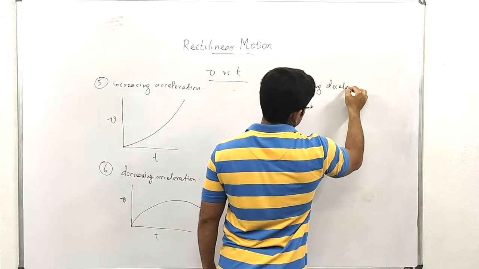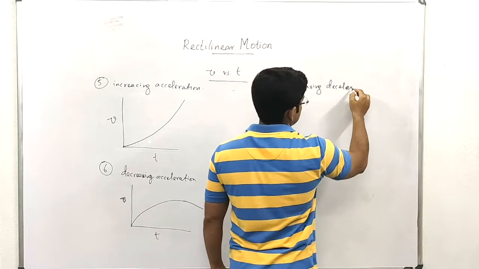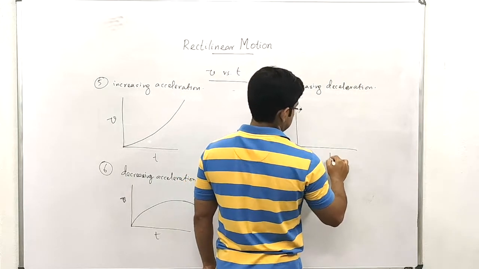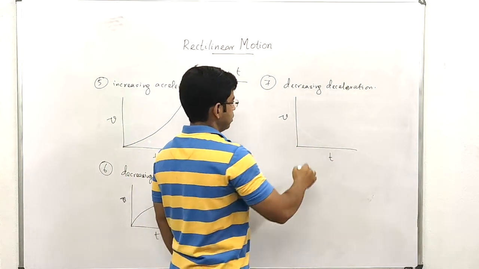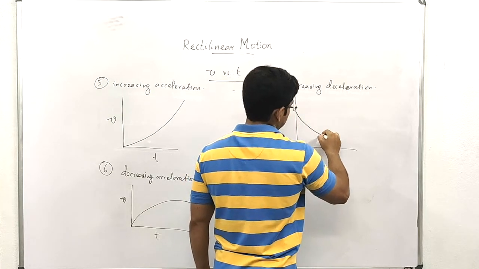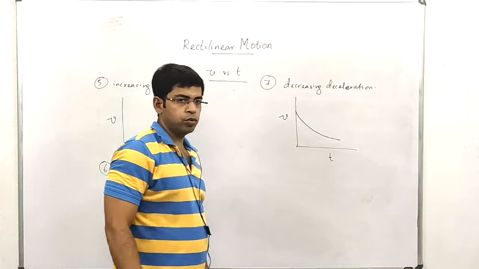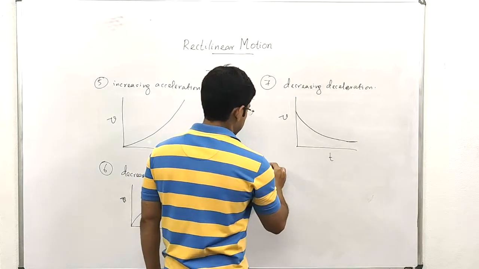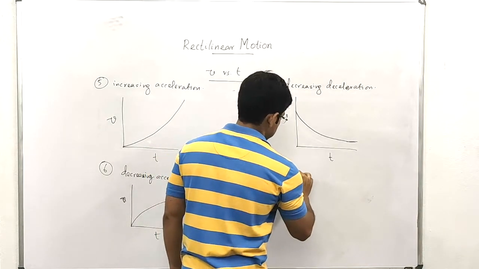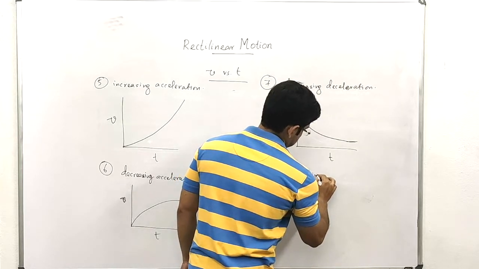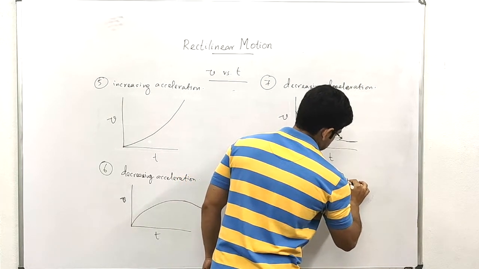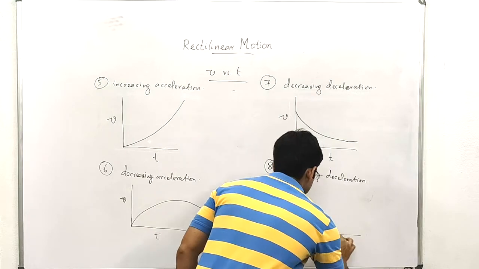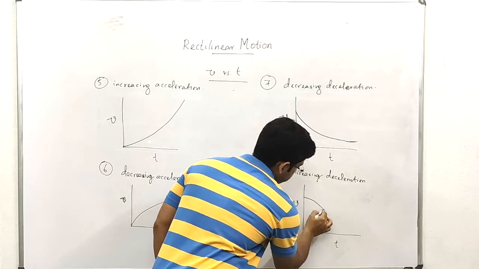The seventh curve is decreasing deceleration. The curve will be of negative slope, but the magnitude of the slope will decrease. That means the particle will gradually attain a constant velocity. The last one is increasing deceleration. Here the curve will be of negative slope but increasing magnitude.